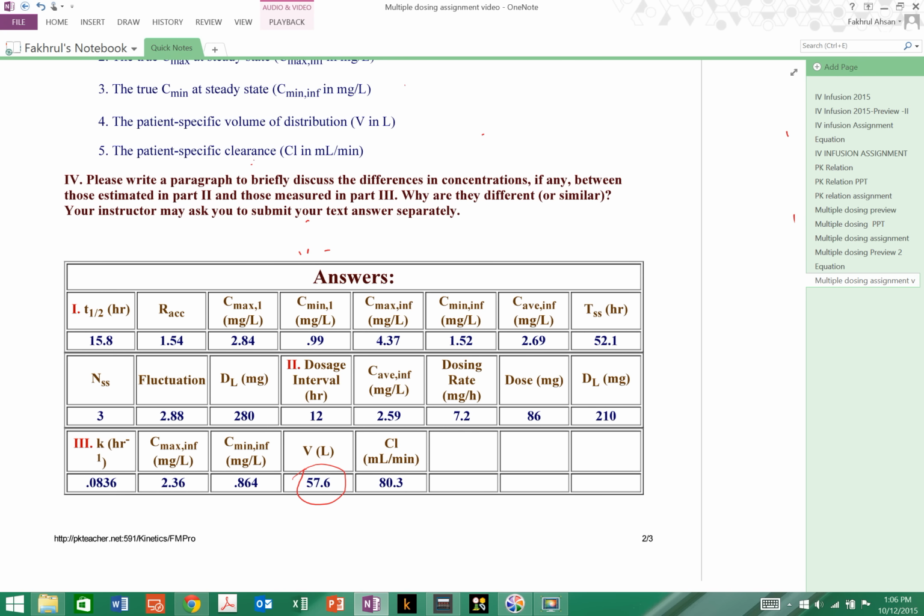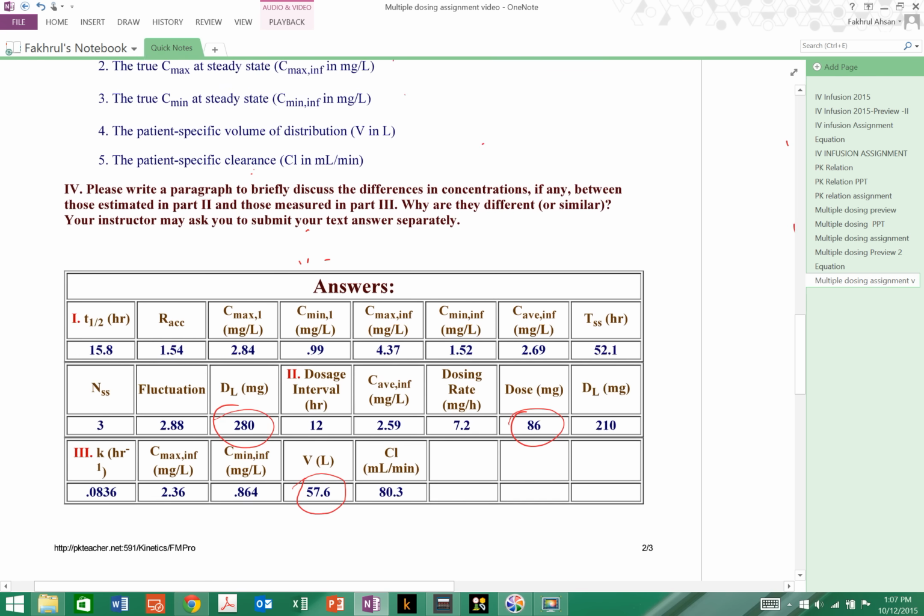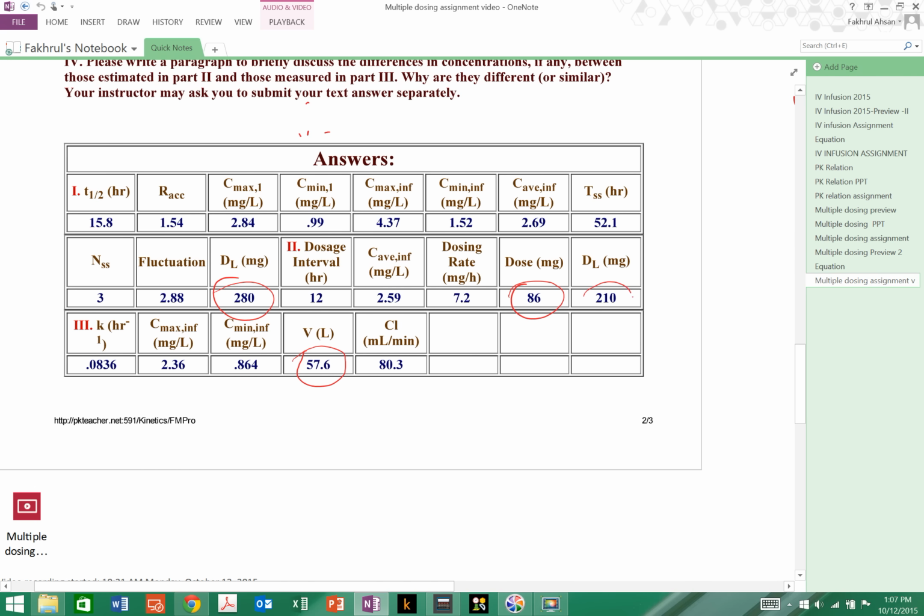So here VL is smaller than the population, and then for Cmax and the dose, the dose was 200 in the population case and 86 for the patient, and you see there is a difference also. The loading dose was 280 for the population, but we calculated using the patient specific values, and for this patient it is 210.